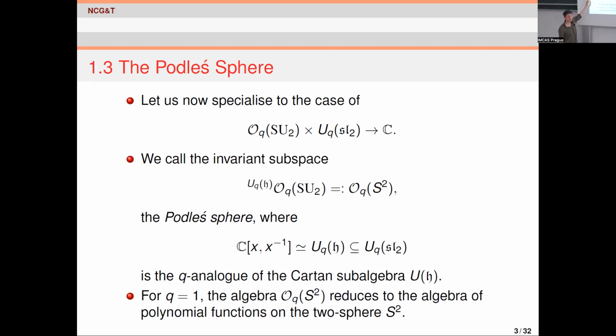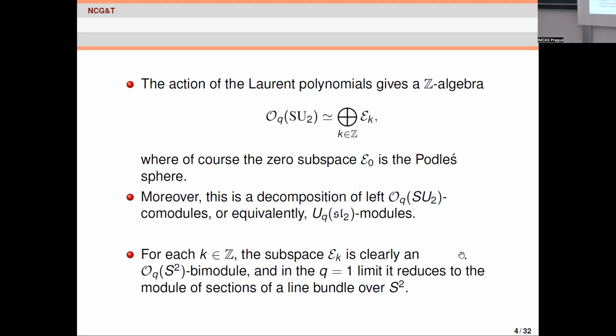You can also, if you think about it in terms of Z-gradings, this action of your Laurent polynomials will give you a decomposition, a Z-algebra grading, and this will be the degree 0 part of it, which is what happens in the classical setting. So the action of the Laurent polynomials, because it's a Z-algebra grading, means O_q(SU_2) decomposes into a direct sum. The degree 0 part is, of course, the Podleś sphere. This is the decomposition of left O_q(SU_2) modules, or equivalently U_q(sl_2) modules. So it respects the U_q(sl_2) symmetry of O_q(SU_2).